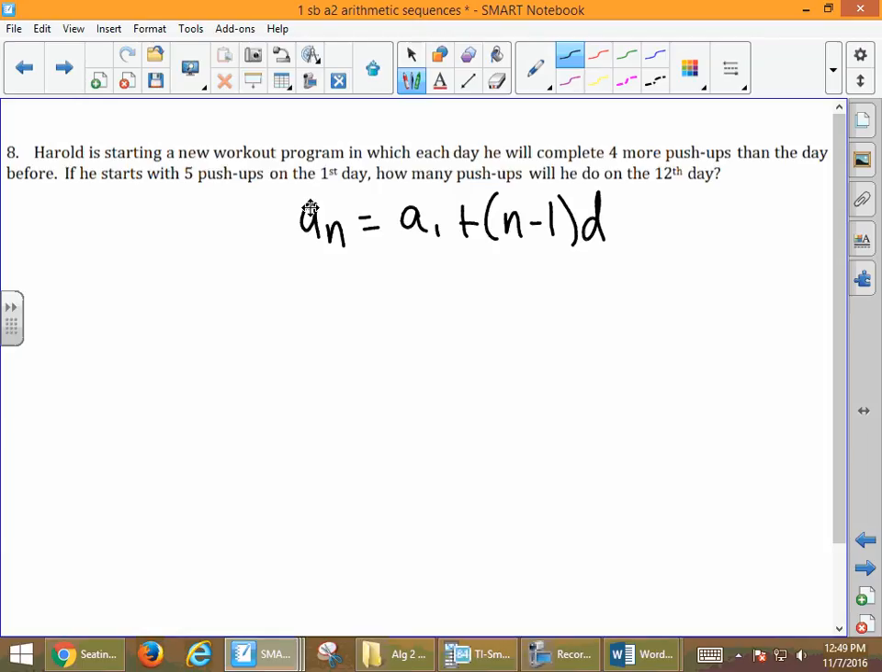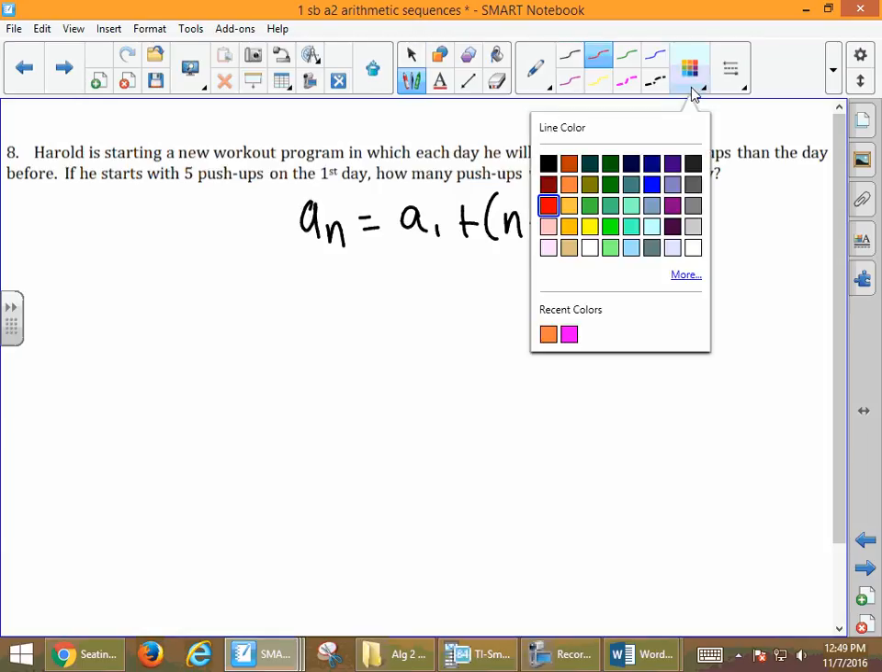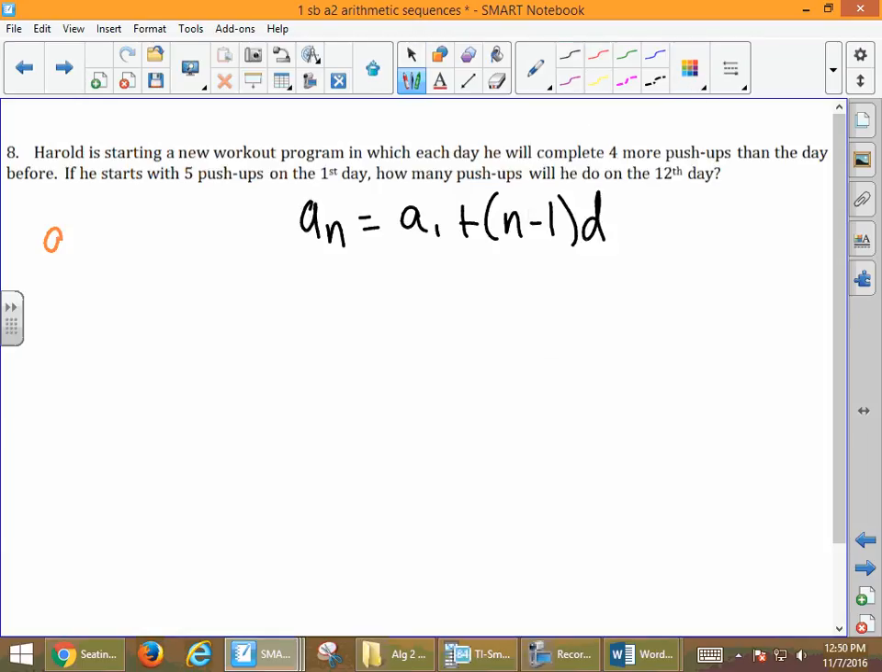And what we've got is on the first day, he's going to do, let's see, if he starts with 5 push-ups on the first day, there we go. And then in his program, each day he's going to do 4 more push-ups than the day before. That means that his common difference is 4. And what we want to know is, how many push-ups will he do on the 12th day? Well, the 12th day is going to be our n.